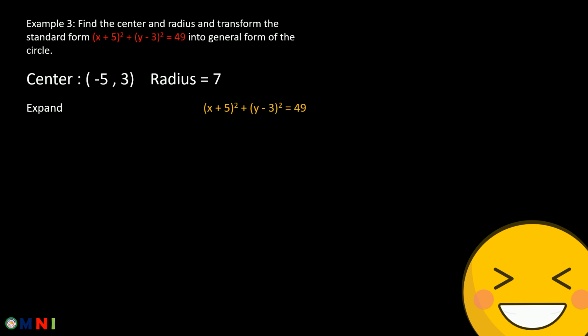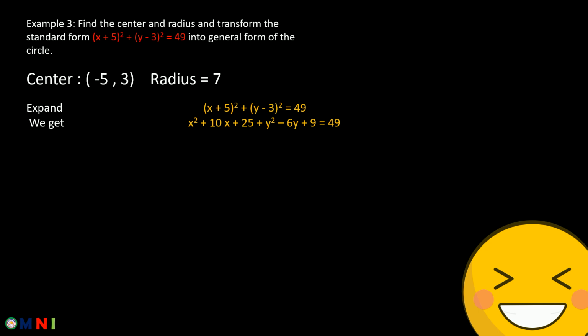Now that we have that, we will expand to change it to general form. So expand x plus 5 squared, and this one, and then the 49. Expand that, we get x squared plus 10x plus 25. So this is the perfect square trinomial of this. And then for y minus 3 squared is y squared minus 6y plus 9.